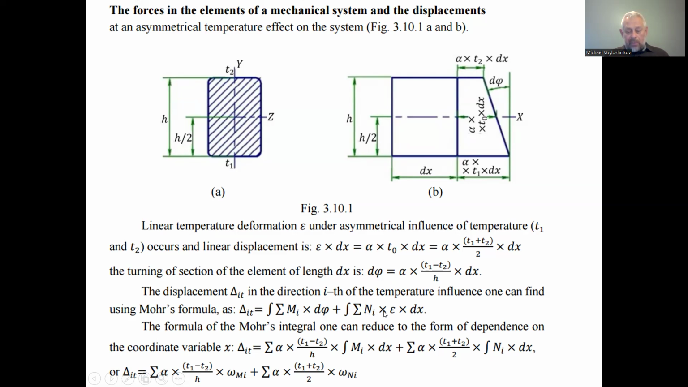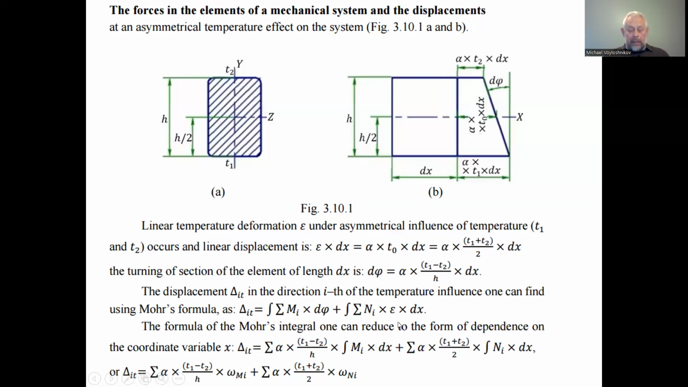This is the first total and the second total, and the product here under the sigma sign by the linear deformation, equivalent to epsilon by dx, and epsilon is equal to the coefficient of linear expansion under the action of temperature, and the product by the middle temperature of the heated beam, that is the middle over the section of the beam, considering linear distribution, as a total of temperatures on two sides of the beam divided by 2.